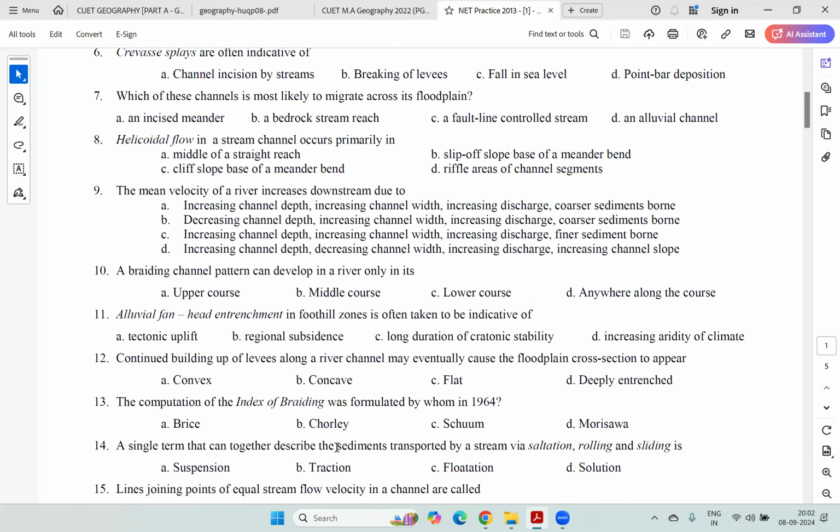Okay, the single term that can describe the sediments being taken by a river through saltation, rolling and sliding.